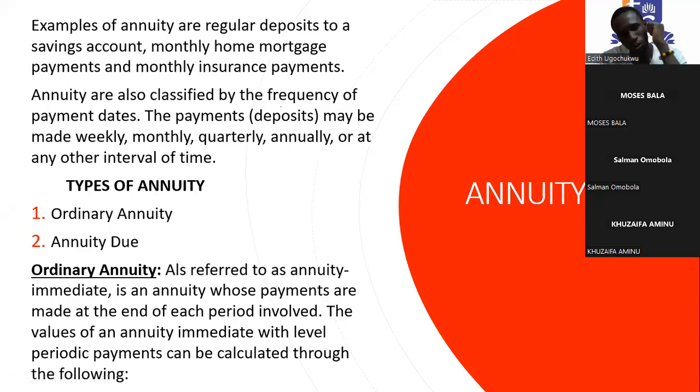So for an example of this kind of payment, you can tell me without me saying anything: a payment you make at the end of a period. Comment your answer. Example of ordinary annuity, I'm waiting. What type of payment do you make at the end of a period? I'm waiting for your answers.